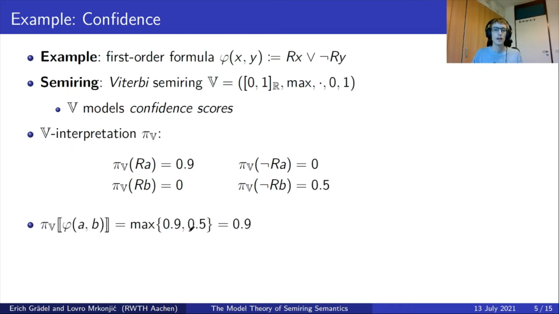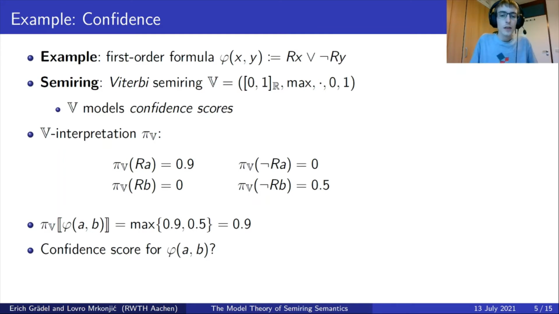And this is 0.9 because we have a disjunction here, and this disjunction is interpreted as maximum in the Viterbi semiring, which depending on the application, of course, one could say it makes sense because we have an alternative here. So our confidence that at least one of these literals holds is 0.9. So this is our confidence score for phi AB.